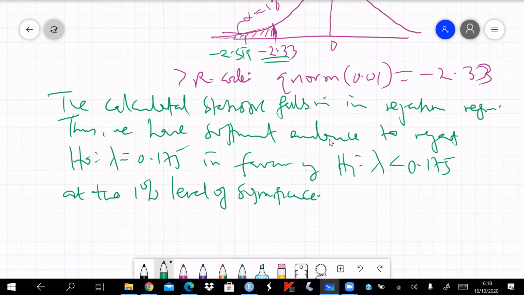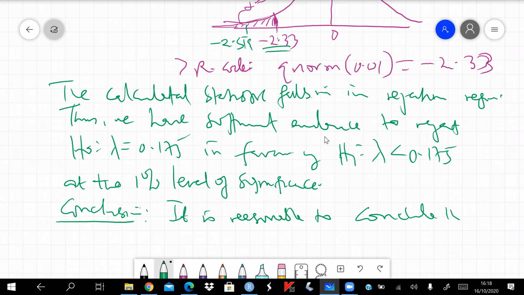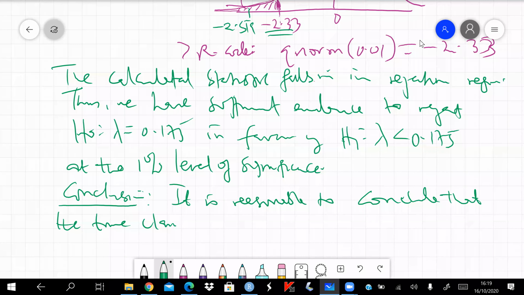Therefore, the conclusion is that it is reasonable to conclude that the true claim frequency is less than 0.175.